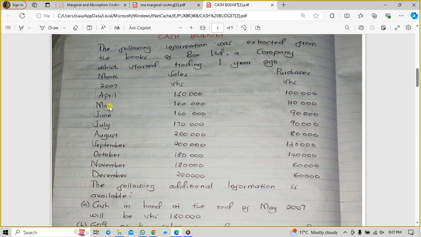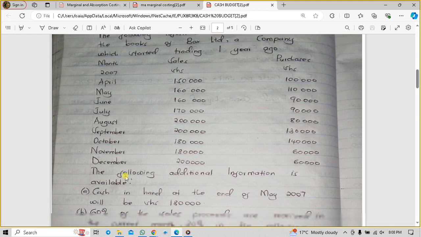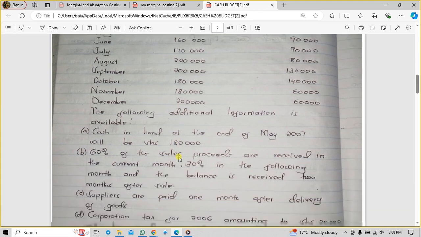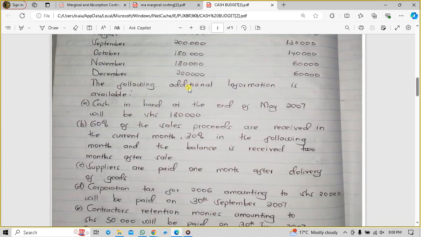So we have the month of May, where we are making sales of 160, purchases of 110. We have June, July up to December. These are the sales that we were making, and these are the purchases that we had made. Then we have been given some additional information. The following additional information is available.